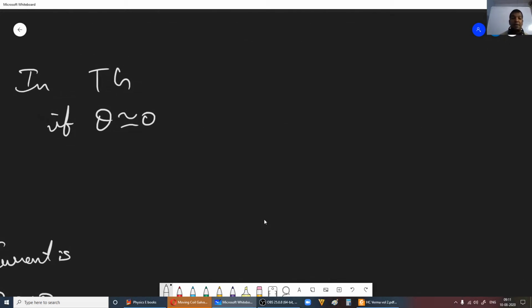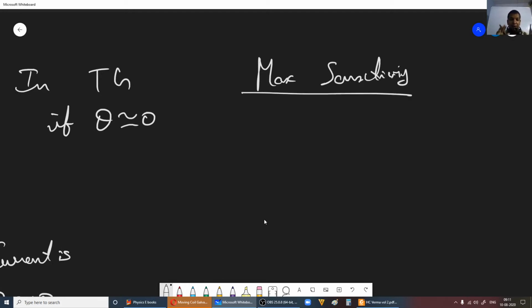Here they have given good sensitivity, or maximum sensitivity, in the working range. The pointer can show theta which is approximately 0, very close to 0, say 1 degree.